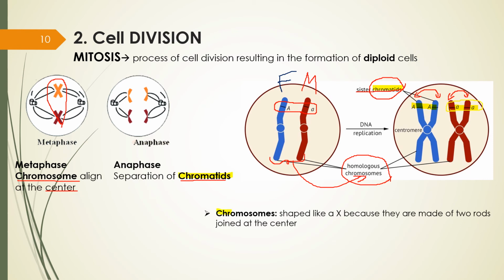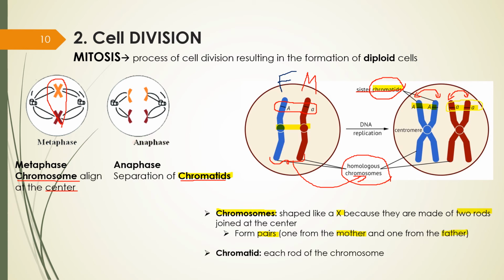So chromosomes are shaped like an X because they are made of two rods joined at the center. The center we call centromere. So they form pairs, one from the mother and one from the father. And the chromatid is each rod of the chromosome. So each part of the chromosome we call chromatid. So we say we have two sister chromatids for each chromosome.